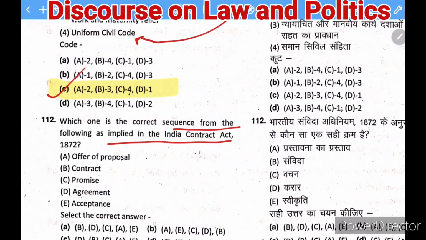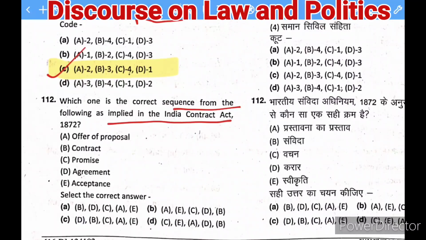So we have to see the correct sequence. Okay, which comes first and then what comes next. So this is how we need to go to this one. The sequence which has been given, you can find: offer or proposal, contract, promise, agreement, and acceptance. So which is the correct sequence here? Let's start one by one.